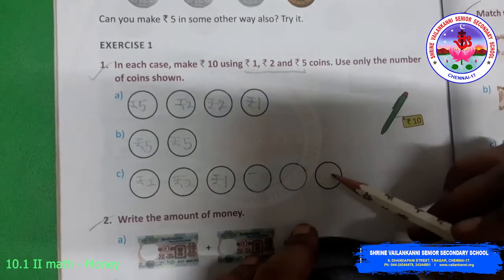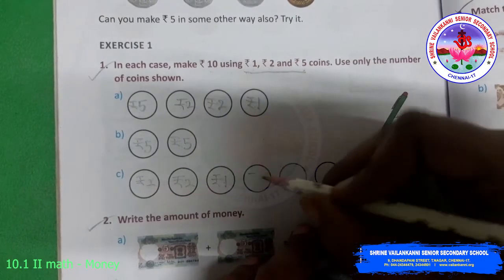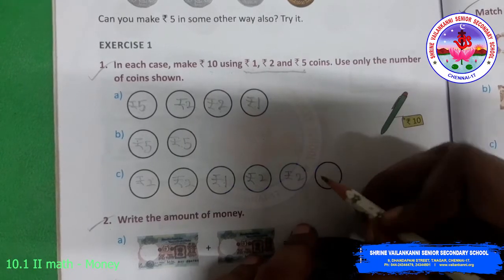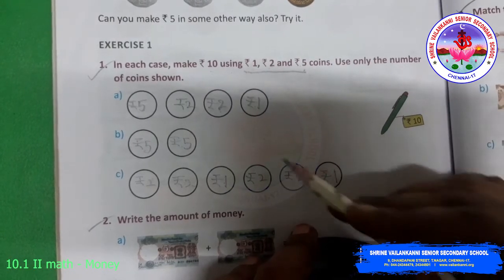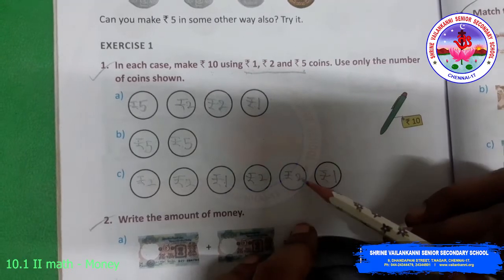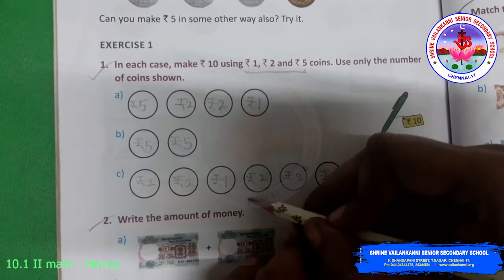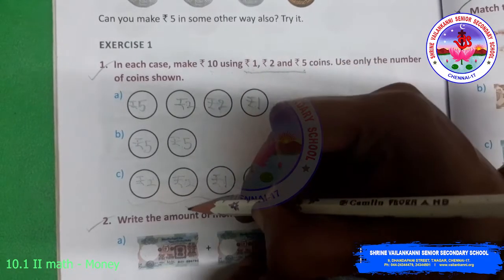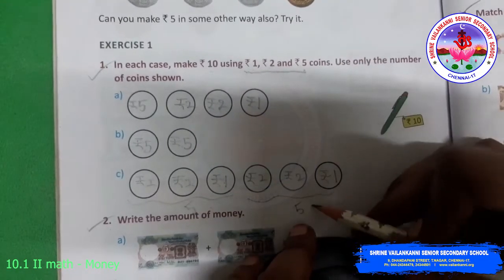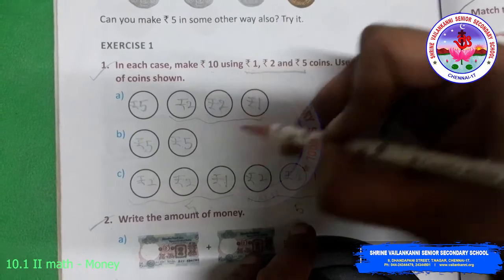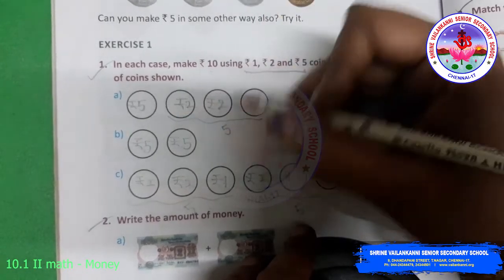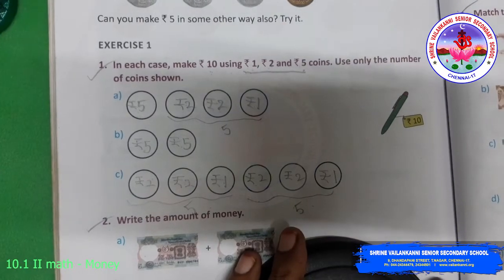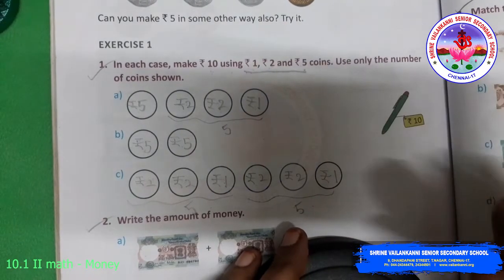Here I am also having 3, so I'll use the same numbers: 2, 2, 1. So 5, 2 plus 2, 4, 4 plus 1, 5. So this is 5. This is also 5. So 5 plus 5 is 10. Here, this will become 5. 5 plus 5 is 10. This is how you should use the coins to make the amount we need.